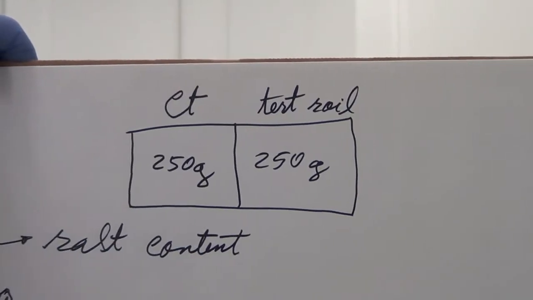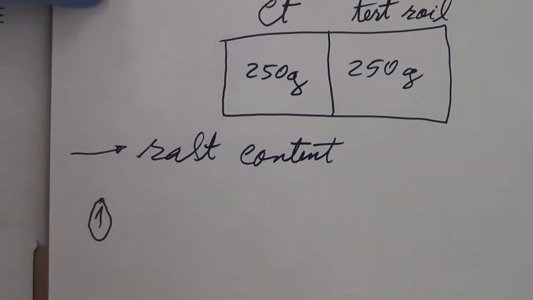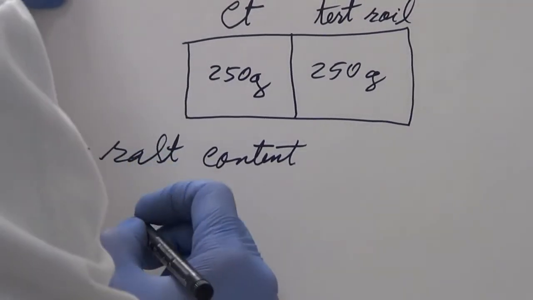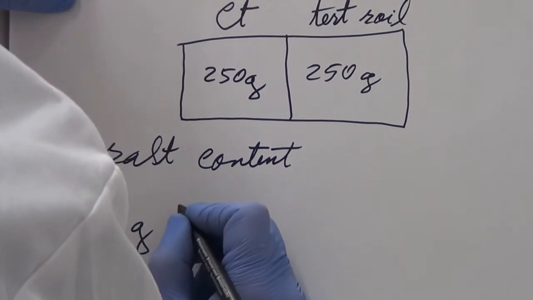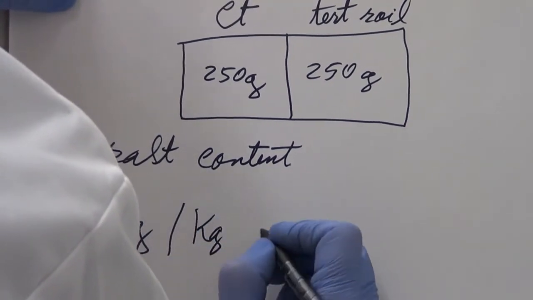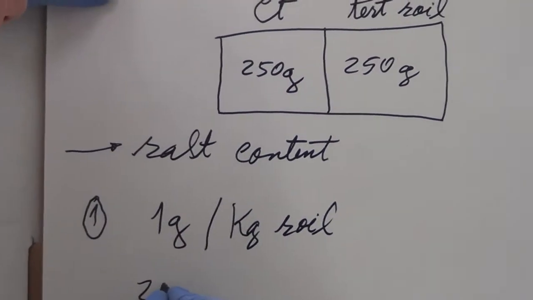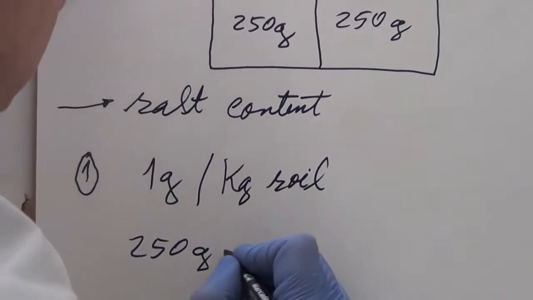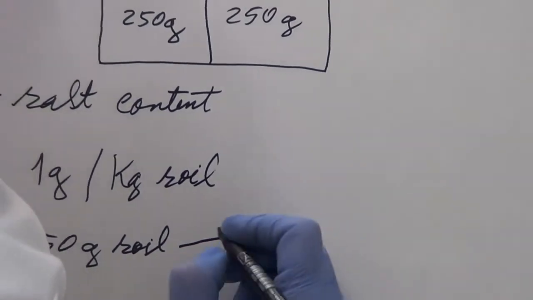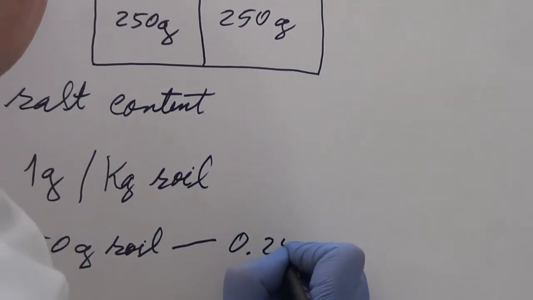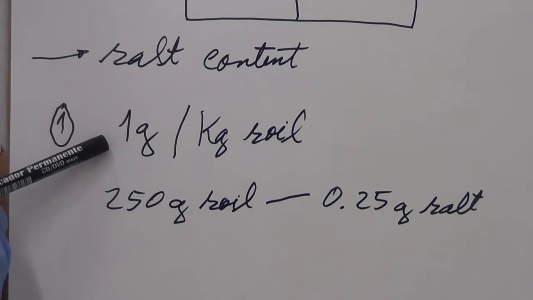So regarding the salt content, first, if we want our first concentration, that is 1 gram of salt per kilogram, we should have 1 gram of salt per kilogram of soil. This means that in 250 grams of soil we should have 0.25 grams of salt. Okay, this is for this concentration.